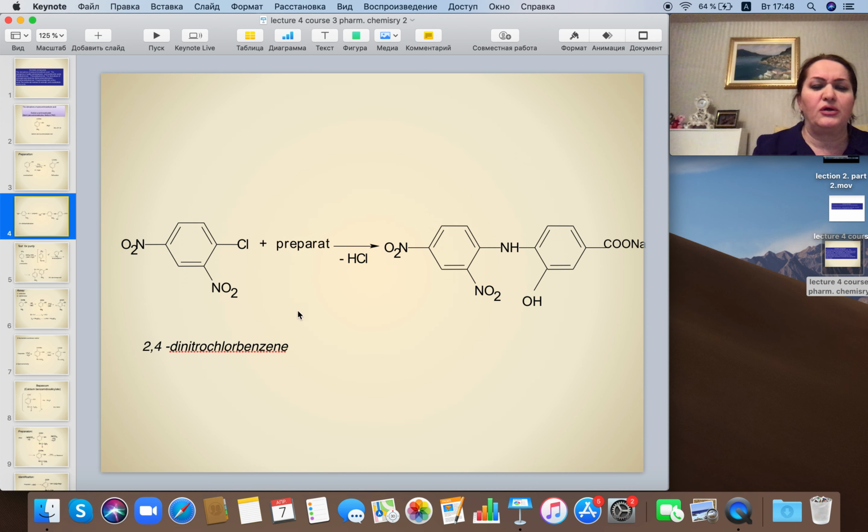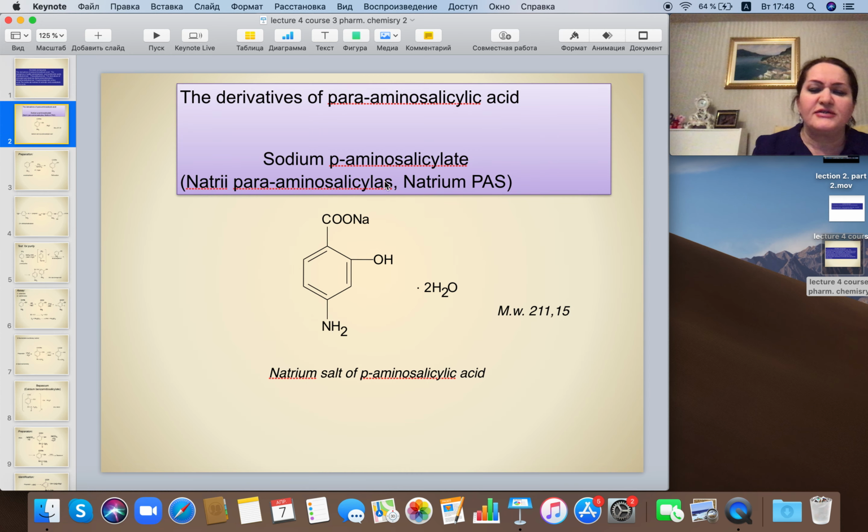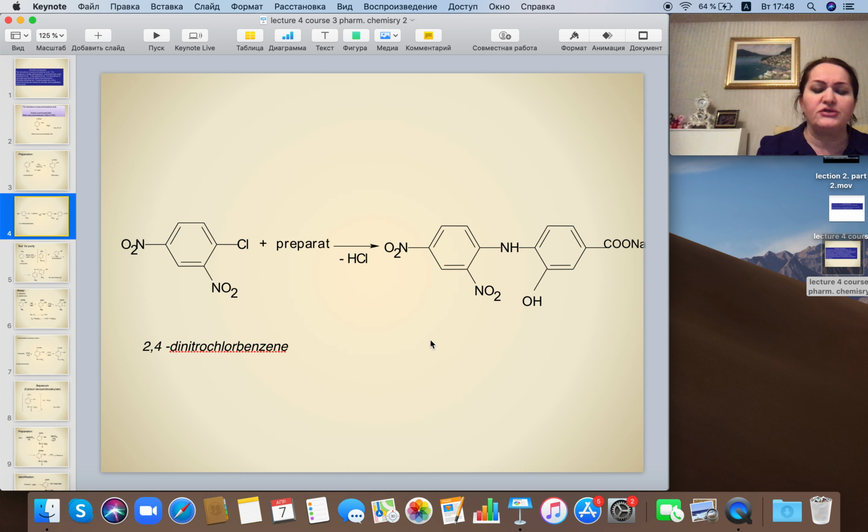When we speak about identification, first of all you must look at the structure of this preparation, and we can see that in the structure there are primary aromatic amines, a phenol hydroxyl, and sodium. Therefore, this preparation gives a reaction for sodium, dyeing the flame yellow. It also gives the reactions for primary aromatic amines and phenol hydroxyls. Please look at these reactions.